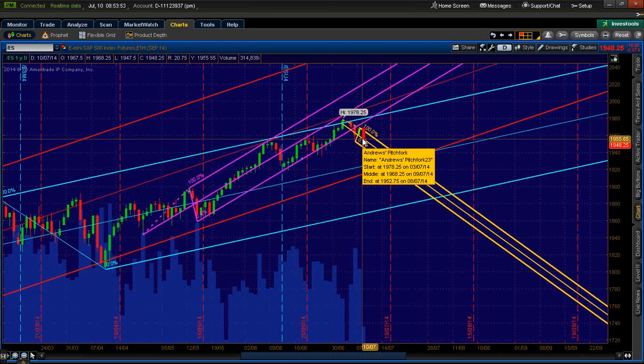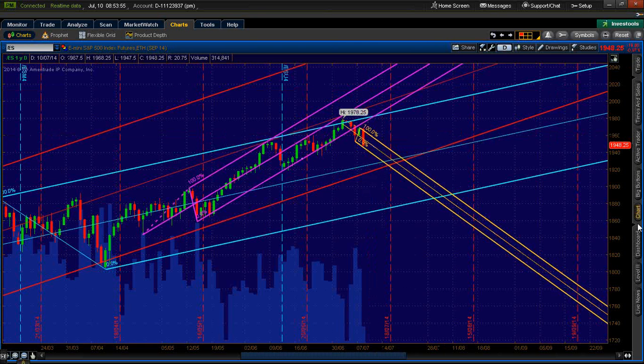Let me just calculate where we're trading right now and get a half gap fill. So we had a close at 1967.25, and we're currently trading 1948. So a half gap fill is going to take us to 1957.75 roughly.